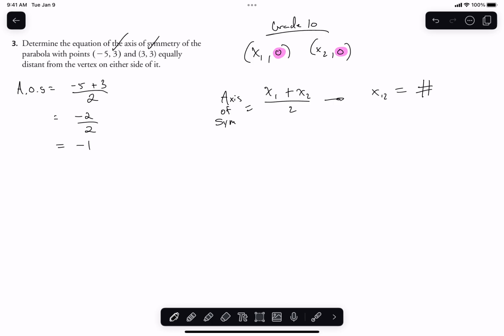This is an equation. It is an equation of a vertical line, and so you're going to label it x equals -1. Okay, so that is the equation as it's asked for, the equation of the axis of symmetry. It is x equals -1.